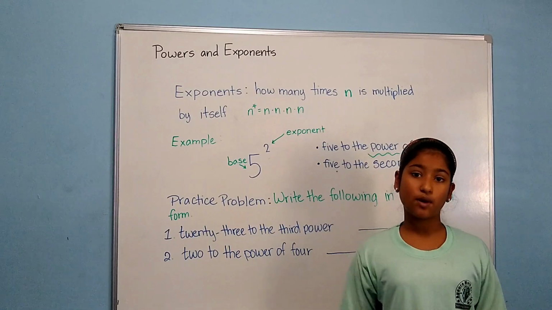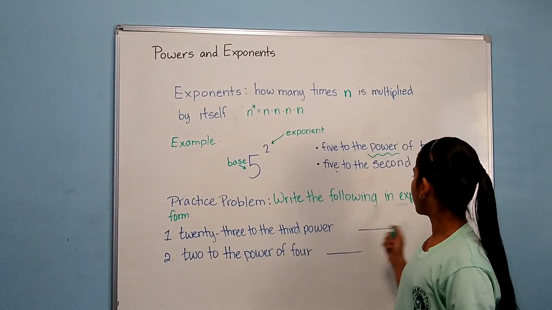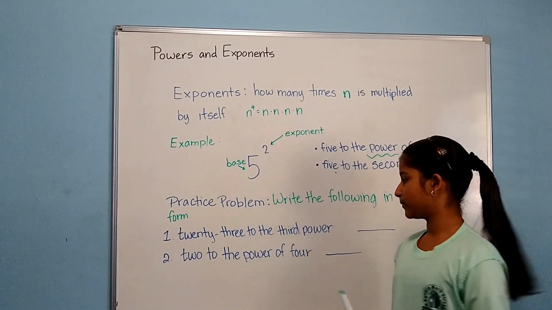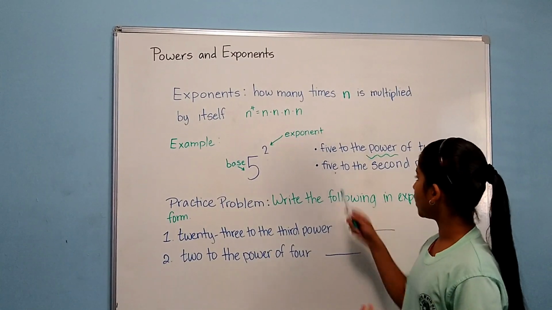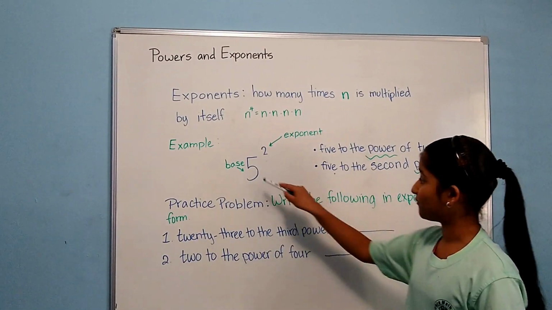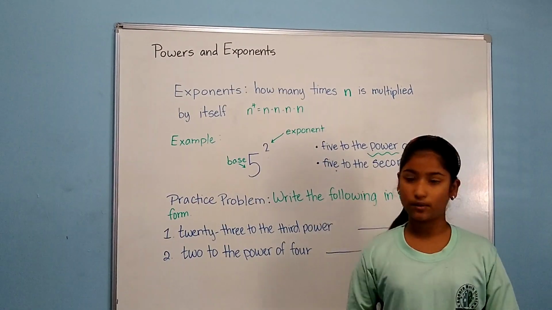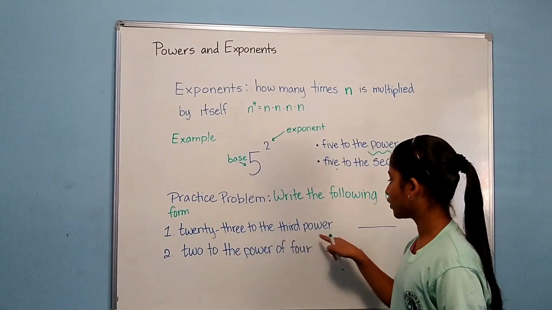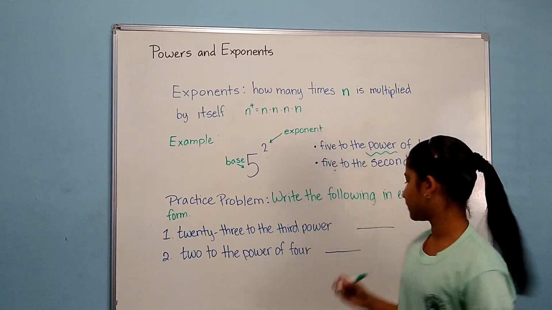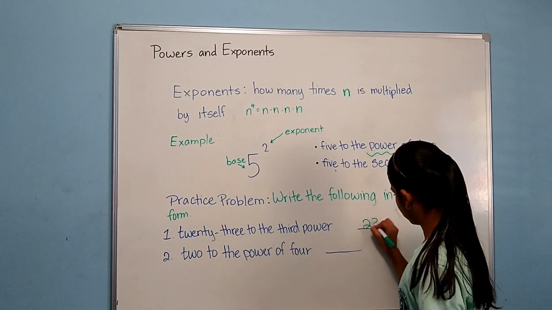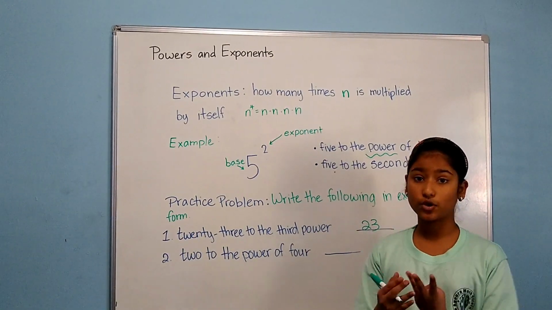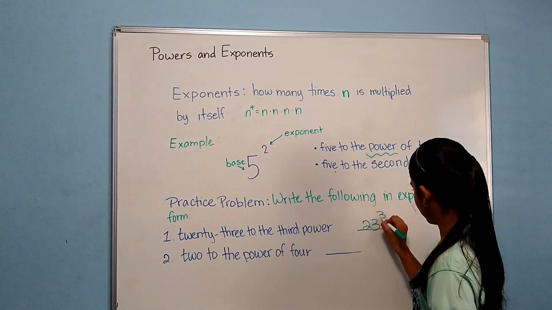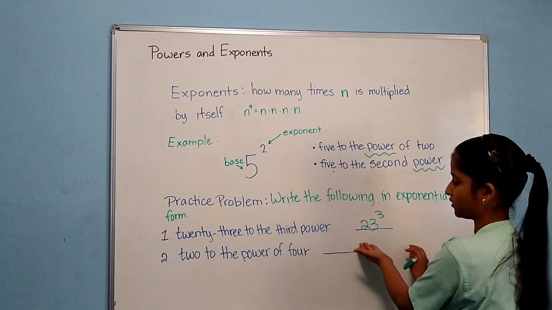Now let's do a practice problem together. Write the following in exponential form. The first one is 23 to the third power. And as we know, 5 to the power of 2 means that 5 is the base and 2 is the exponent. So 23 to the third power means that 23 is going to be the base. So 23 will be like that, to the third power, which means it's raised to the third power. And 3 is the exponent. So it looks like this.